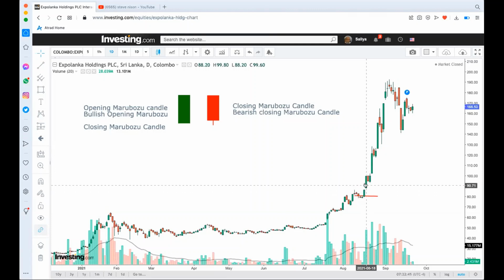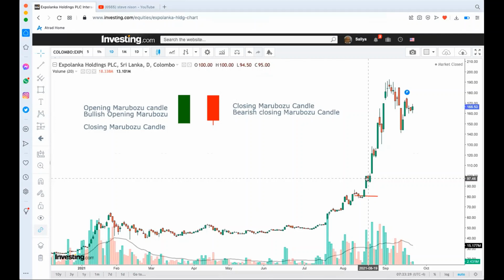So it has gone into the next Marubozu candle, but here you can see the low is at 88.20 and the open is also at 88.20, and there had been a high of 99.80 with a close 20 cents below. So as I mentioned, it is a bullish opening Marubozu candle, right? So that is regarding the Marubozu candles. And now here you can see there is another Marubozu candle where the open had been at 100 rupees, came down to a low of 94.50, and closed at 95 rupees. That is known as a bearish closing Marubozu candle.